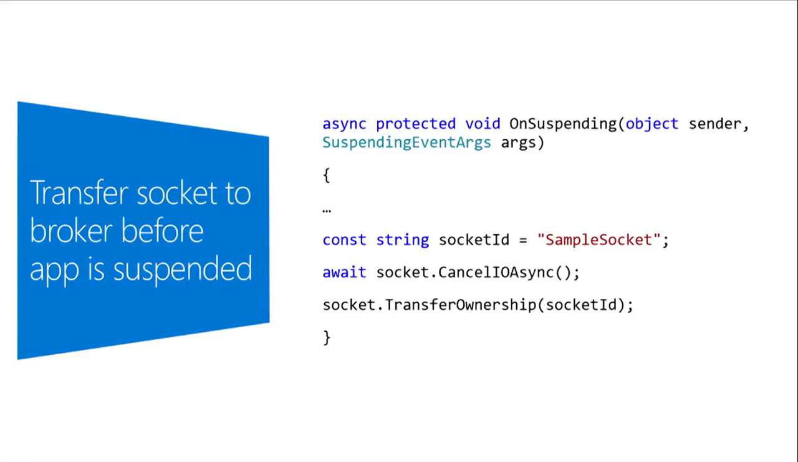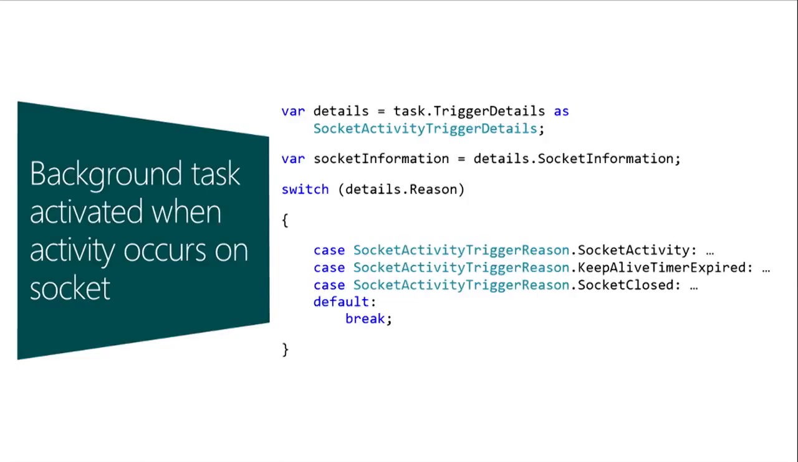Now, when your app is being suspended, we are familiar with the onSuspending method that gets called when an app is being suspended. You would basically define a socket ID, which is a simple string, and you would then cancel all the pending I/O operations on the socket. Now, this step is really important because if there are pending I/O operations, the ownership transfer to the socket broker will fail. So you really need to cancel all the pending I/Os and then transfer ownership to the socket broker. So now at this point, your app is suspended and the socket broker has ownership of your socket. Now assuming there is some activity on the socket, your background task gets launched.